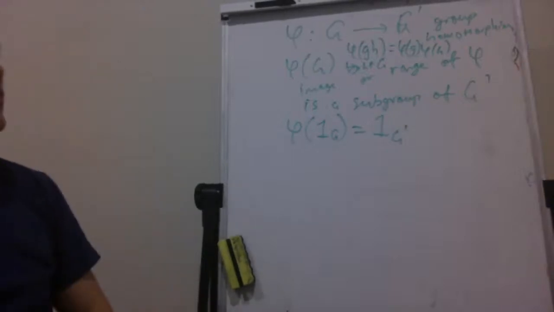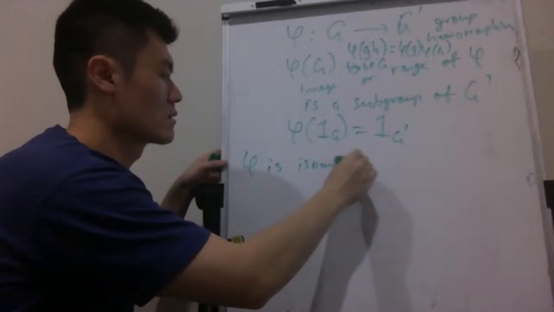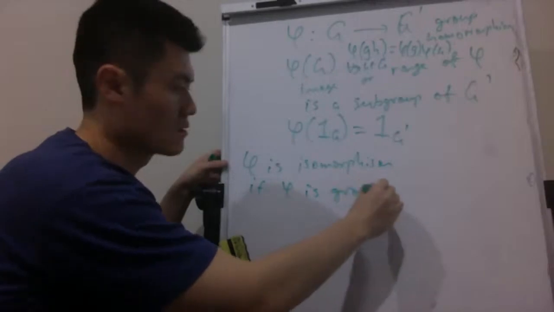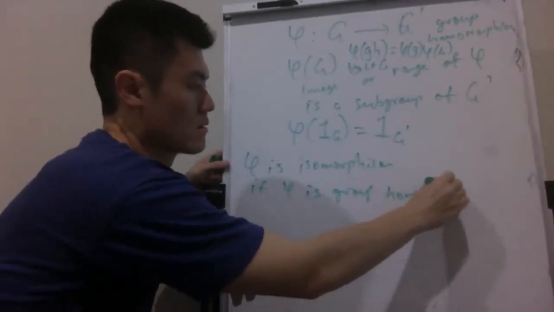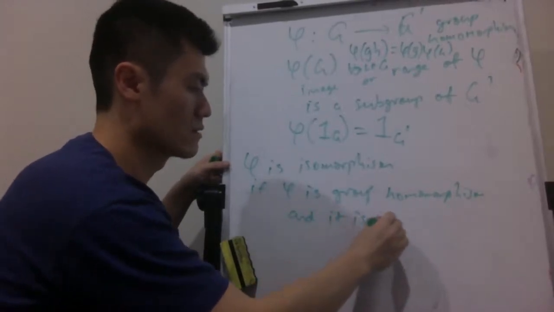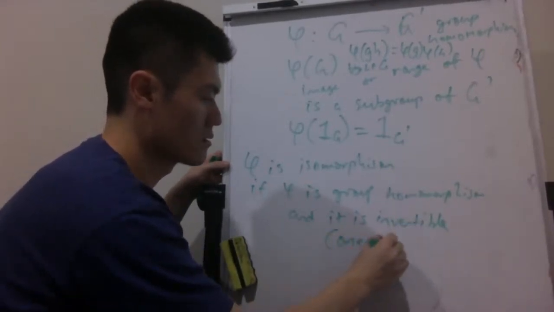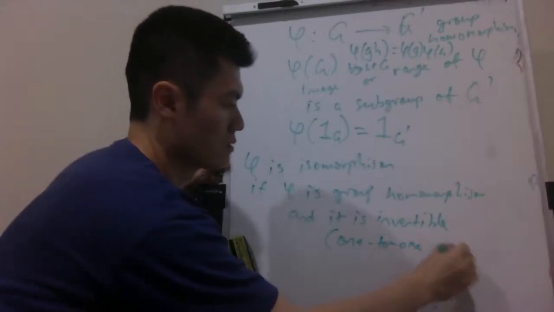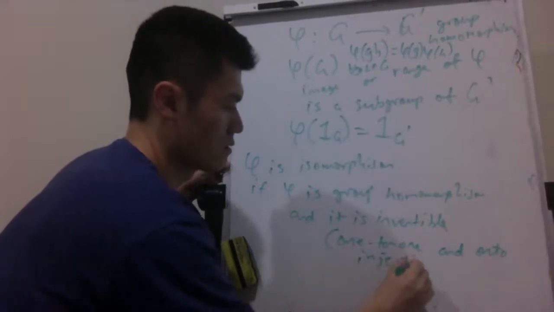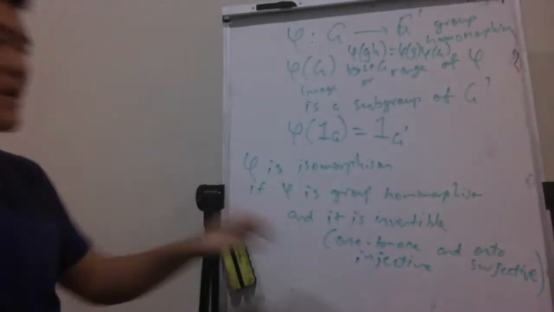Yeah, so I guess an isomorphism is when phi is a group homomorphism and it is invertible. Or another way of saying this is one-to-one and onto. Another way of saying this is injective, surjective, bijective. You don't have to understand all the terms. If you understand one pair of terms, you've got this.